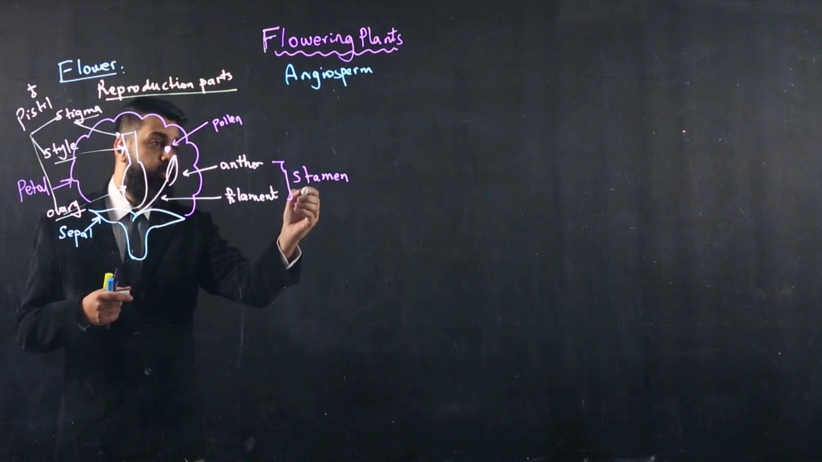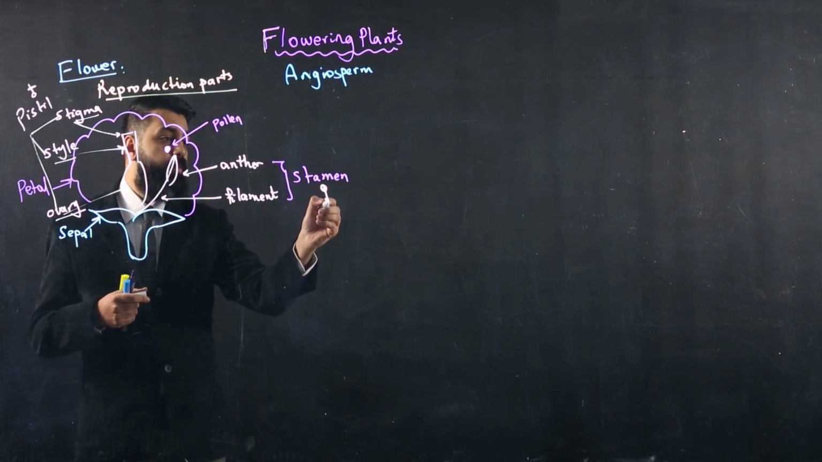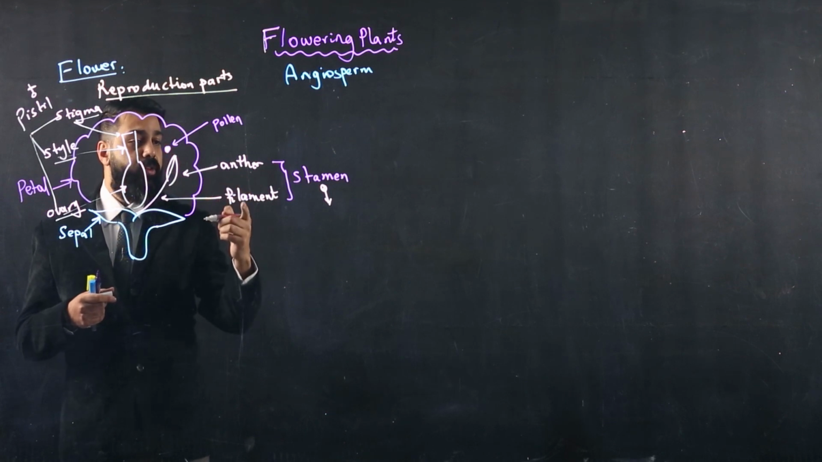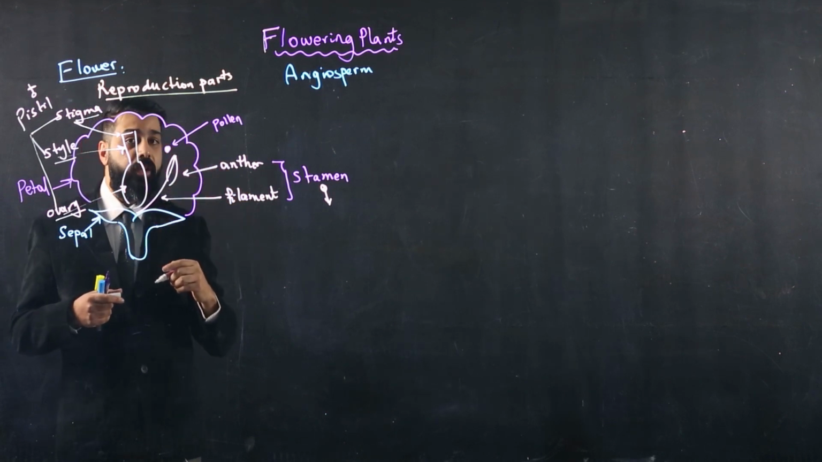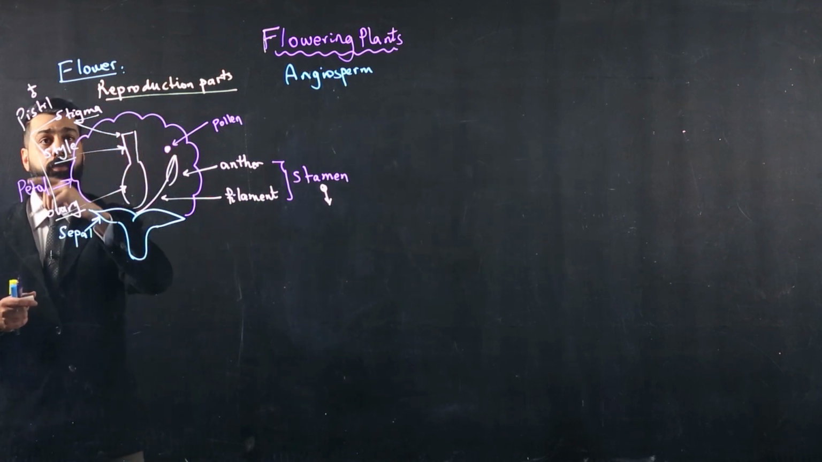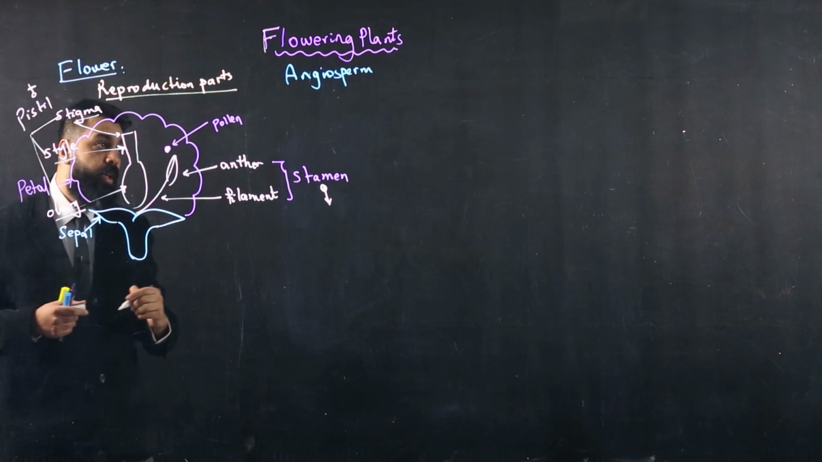We have the stamen, which represents the male part of the flower, made of anther and filament. The filament holds the anther, which produces the pollen. And we have the pistil, the female part, which is made of stigma, style, and ovary.